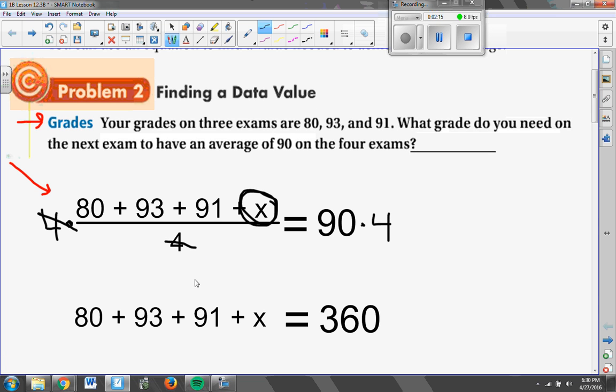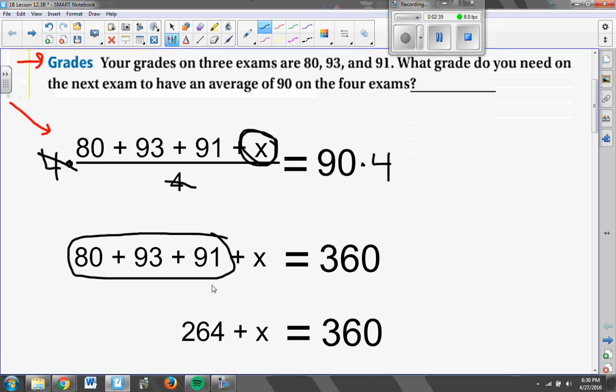Now that I have the fraction taken care of here, I'm going to combine these like terms, my 80, my 93, and my 91. Certainly something you can do before you multiply by 4 as well. I just chose to multiply by 4 first. And now I'll add these 3 numbers up so that I know my total test score so far. So 80 plus 93 plus 91 gives me 264. Plus this missing test score needs to add up all to 360.